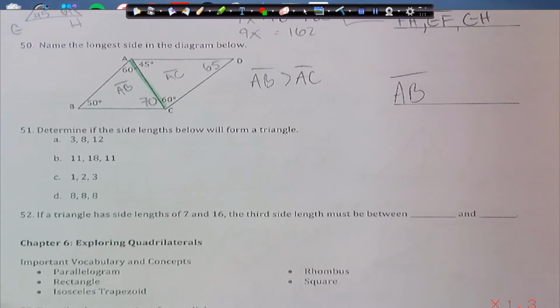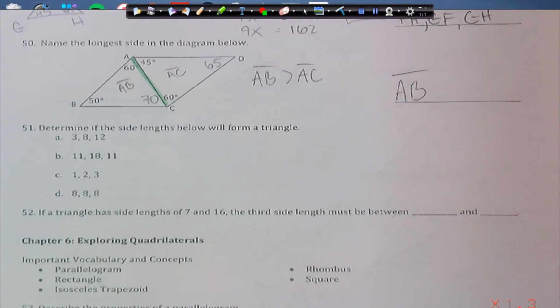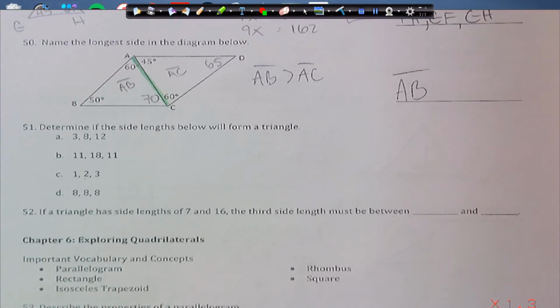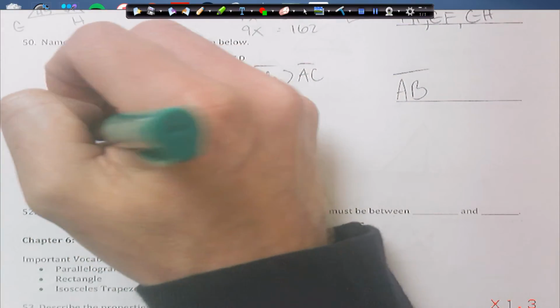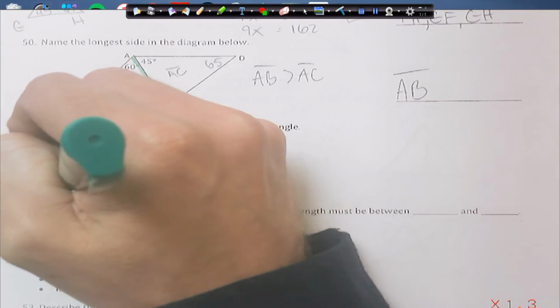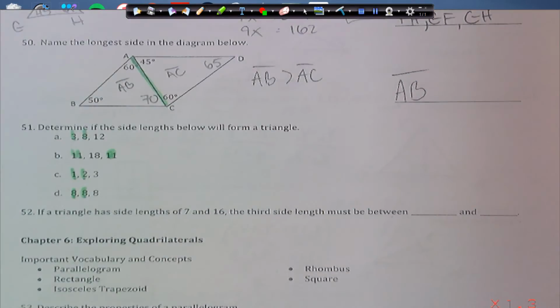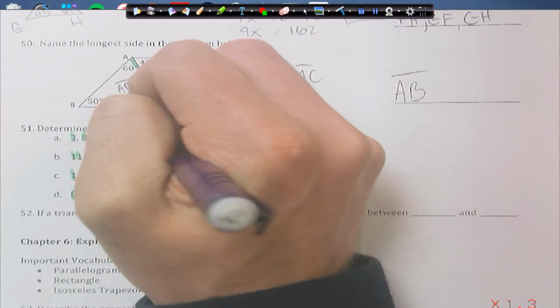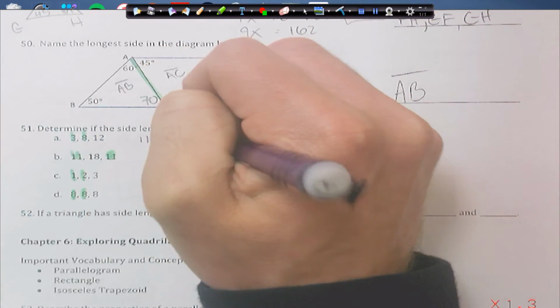Okay. Determine if the sides below will form a triangle. Well, the way we do this is we take the two smaller sides and see if it's bigger than the third side. So I'm going to highlight all the small sides. Okay, a lot of people think it's the first two that you see. Not always true. In this case, for the most part, it was. But we get 3 plus 8. If we add that together, we get 11. Is 11 bigger than 12? No.